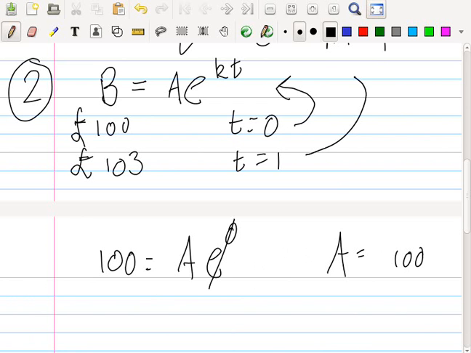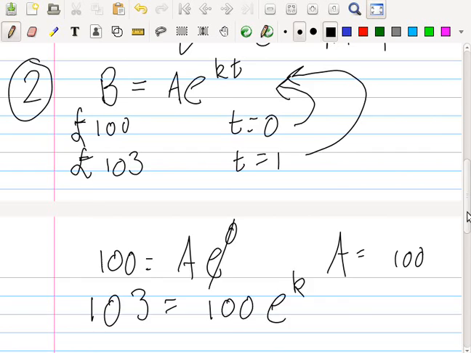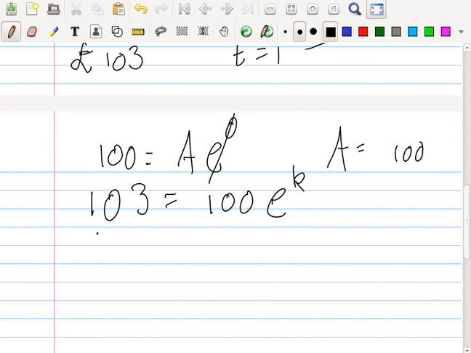Now I need to put this one in. What's the balance? The balance is 103. What's the A? 100. And what's the T? 1. So it's just K here. Now, again dividing by 100, so I get 1.03 equals e to the K. And then what's next? Natural log.